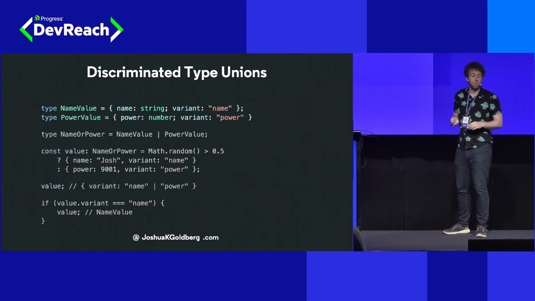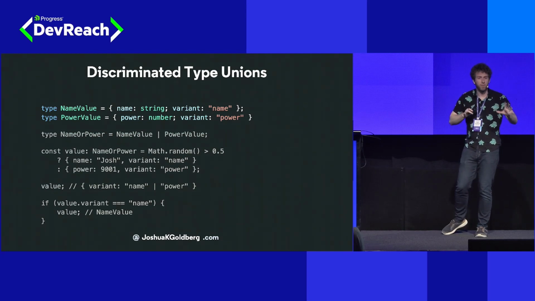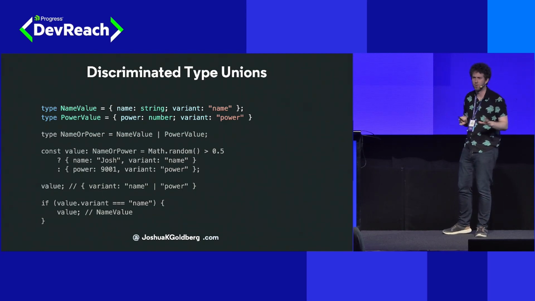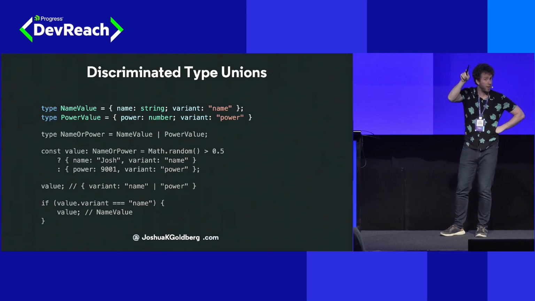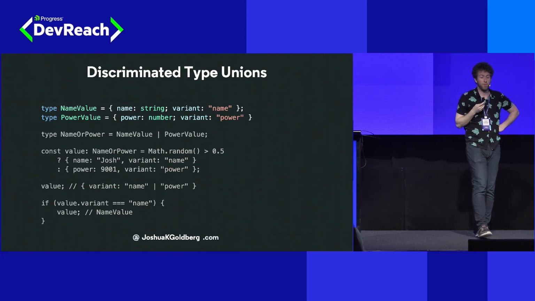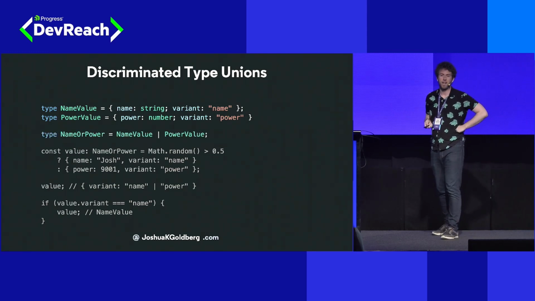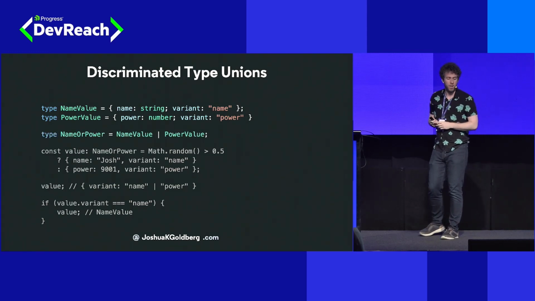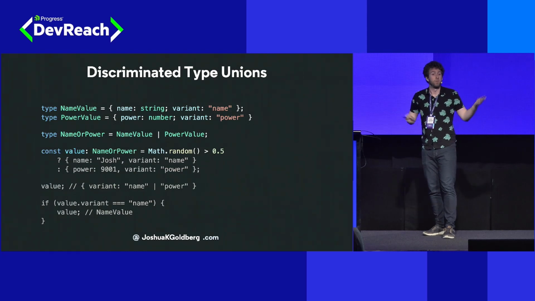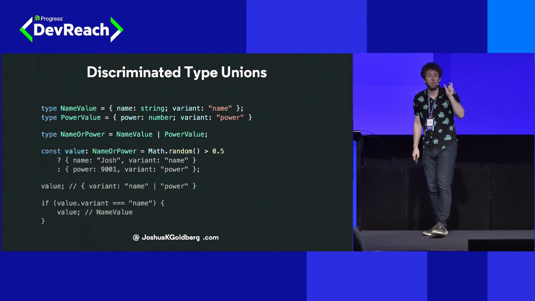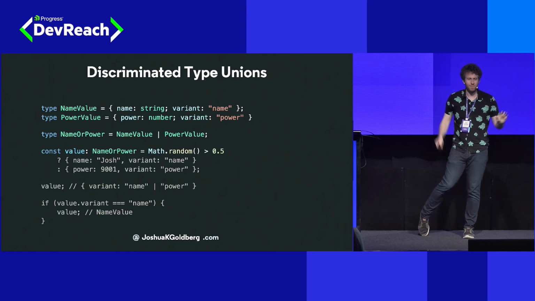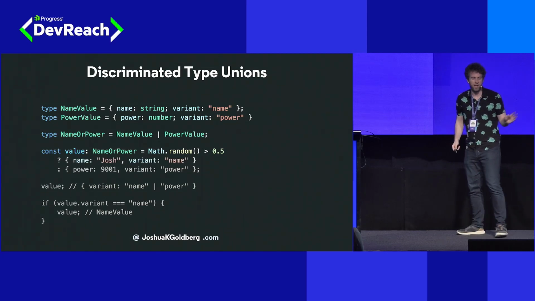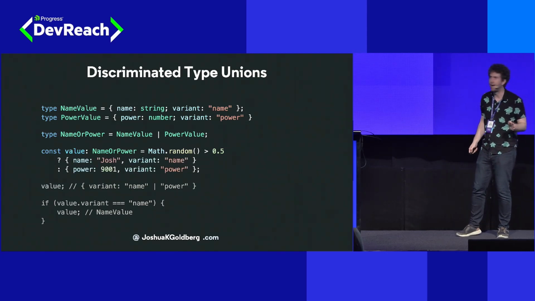We have two types here, which you can, again, kind of think of as like interfaces if you're a C# person. We have one that has variant name, the literal name, not string name, and the other variant power. And I'm declaring a union type of either name or power. So that when I declare this variable value, I'm saying its value is only ever going to be typed name value or power value. With me so far? Got a union type variable? Cool. And there's a 50-50 chance of it's Josh name, 9001 power.